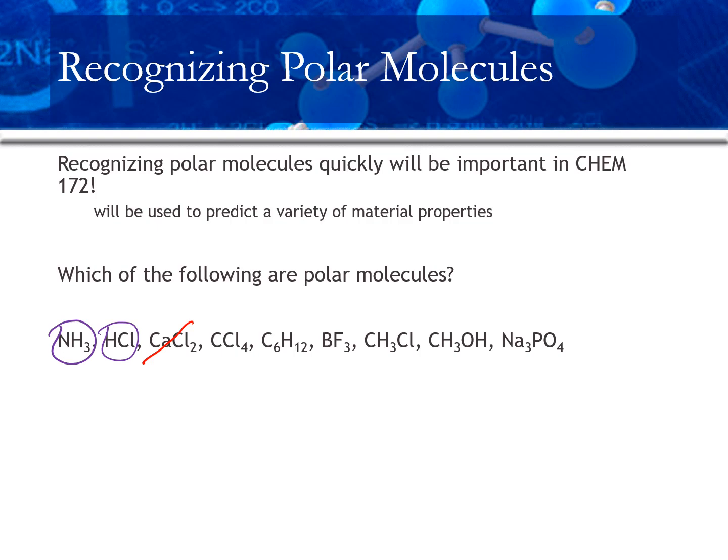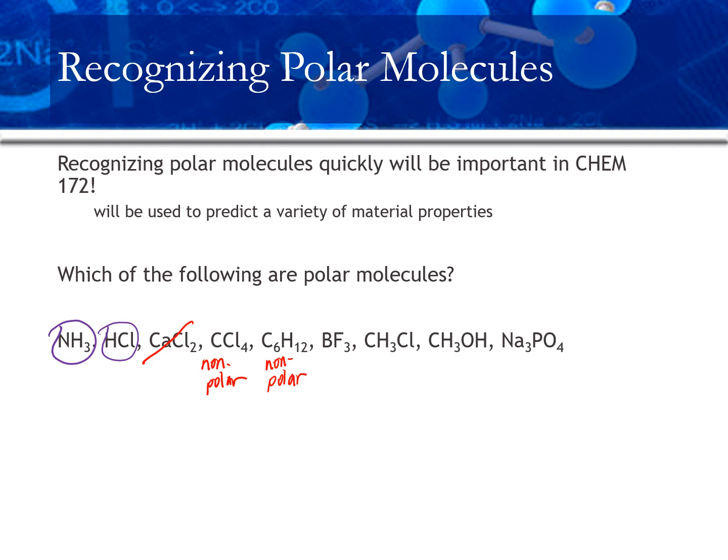Carbon tetrachloride is tetrahedral in shape. That's a perfect symmetric arrangement of polar bonds. This is non-polar. Ethane, C2H6. You might think, well, I'm not sure what shape this is. It could be several different shapes. It doesn't matter, because carbon-carbon bonds are nonpolar, carbon-hydrogen bonds are nonpolar. Regardless of the shape, this is nonpolar because it contains no polar bonds.